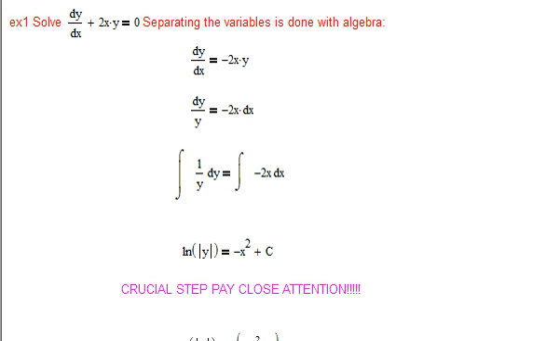Alright, we're going to look at an example of solving a separable differential equation.